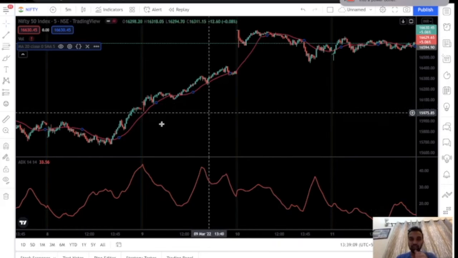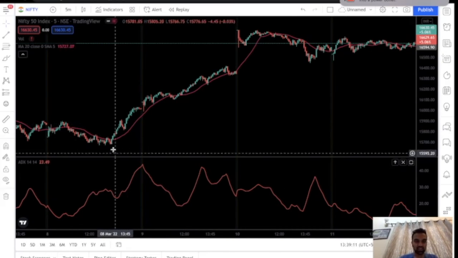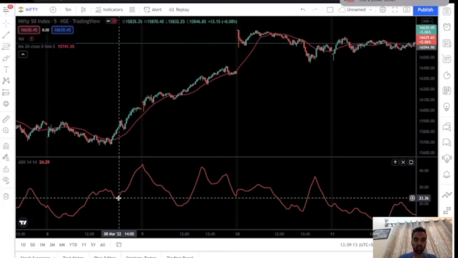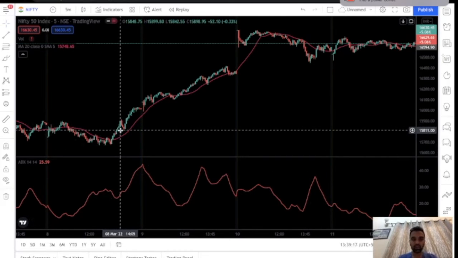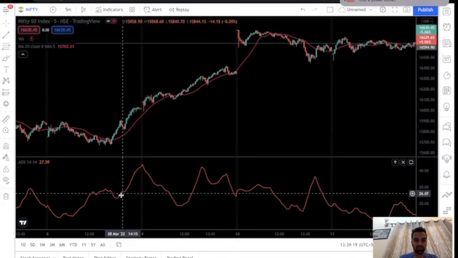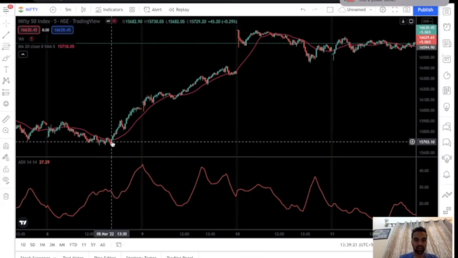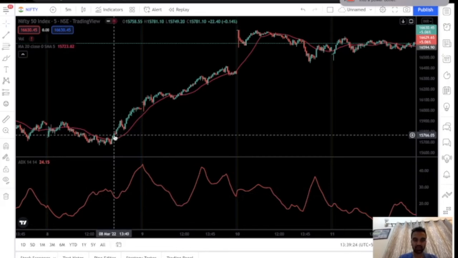Yeah. So as we can see here, as soon as we start seeing a spike in the ADX, what one can do is go long using the moving average as their stop loss, as a trailing stop loss. As soon as we see a spike here, we can see that the price has also crossed above the moving average and it's time to go long.